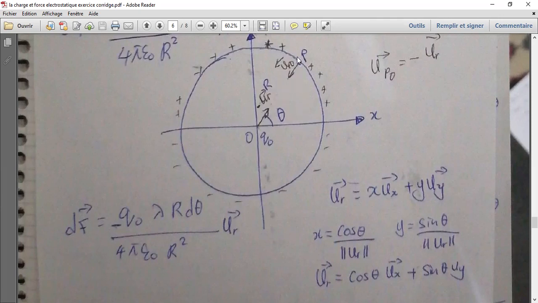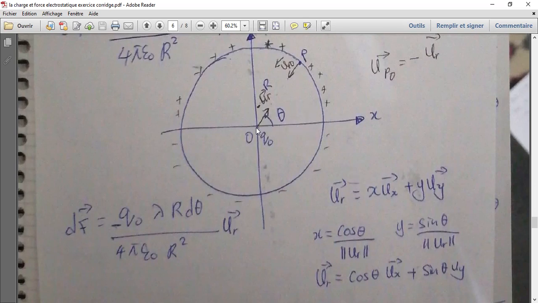A right angled triangle. So for me to reach this point P, I have to move the distance X under the vector UX, in the direction of the vector UX, meaning this side, plus the distance Y with the vector UY. So if you see the relationship, UR is equal to X UX plus Y UY. For me to reach this point, I have to move X, which is the distance X.